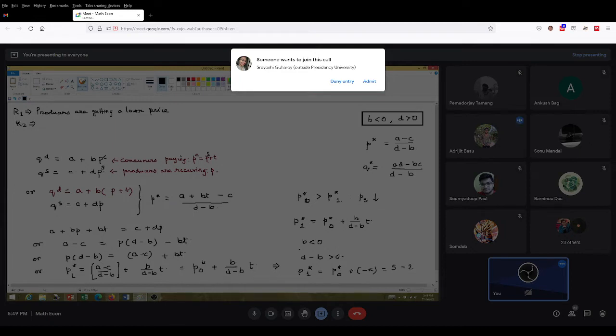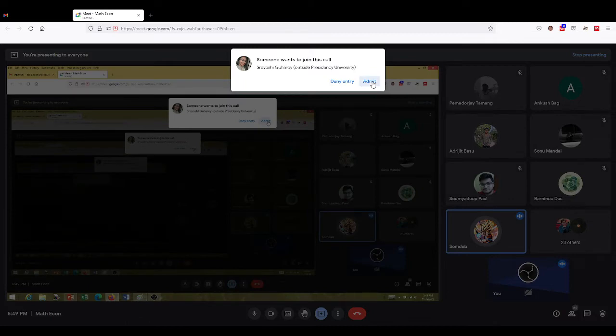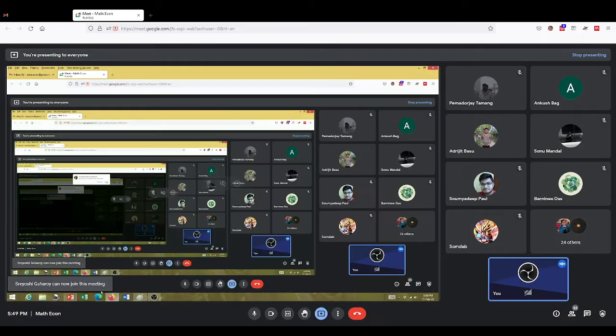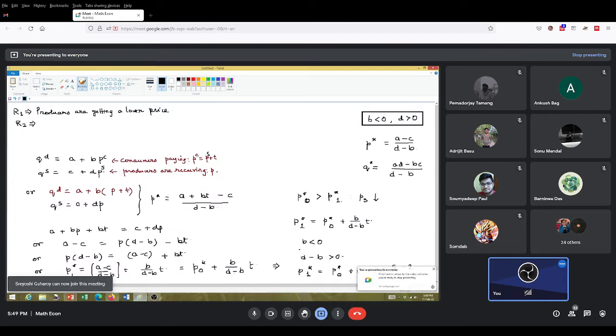But in that case, if B was positive, then P star 1 would be greater than P star 0. Then what would D minus B have been? It would have been a bit difficult to say. We'll have to find out. We can come to that later on, but let's solve the first question that I want to answer.